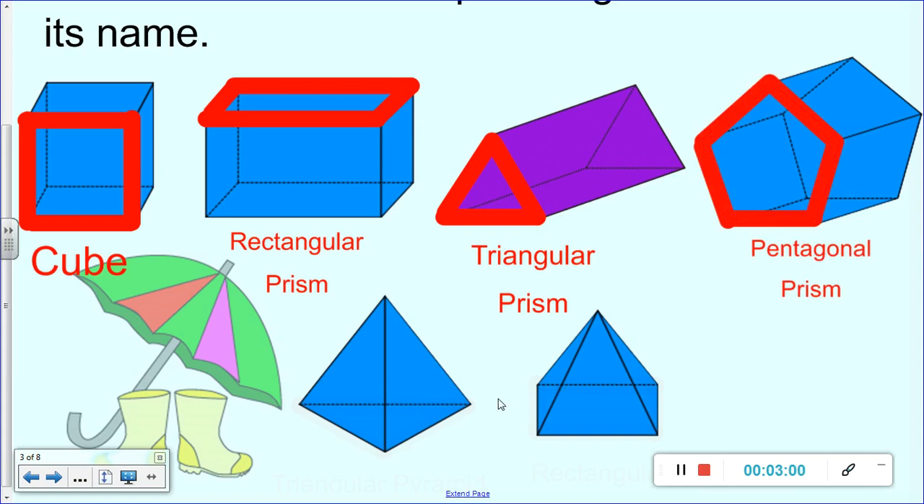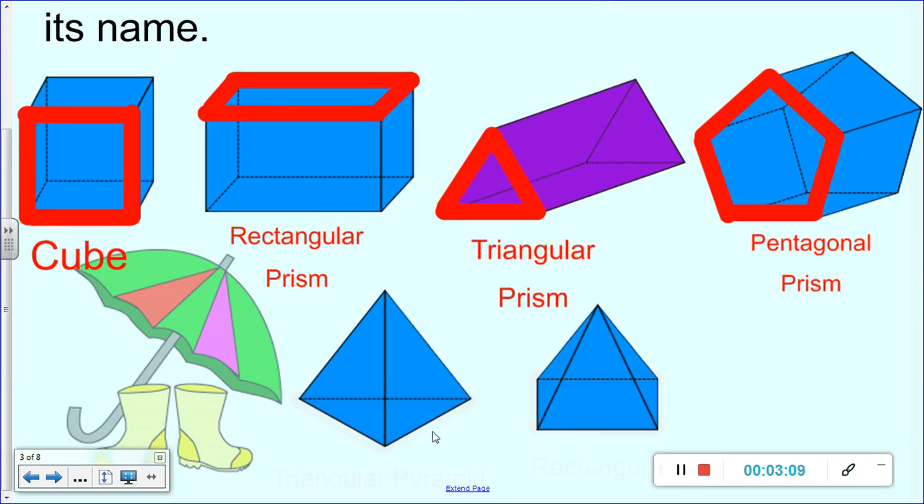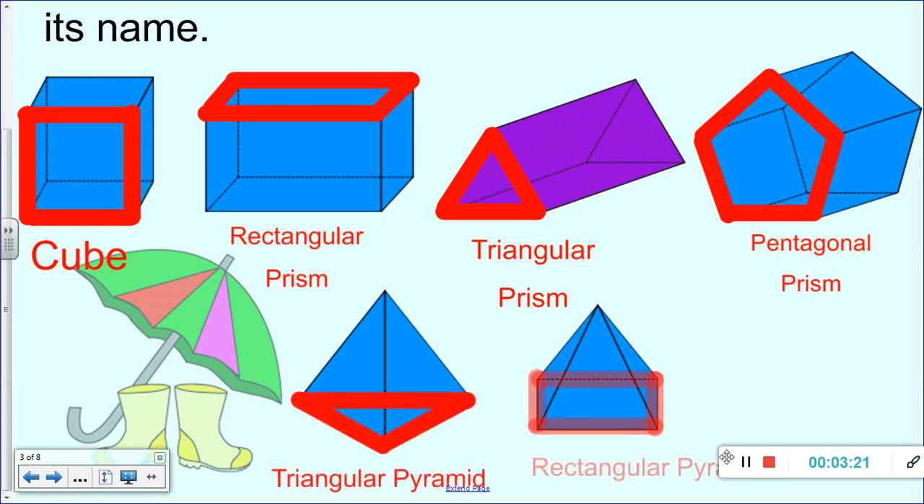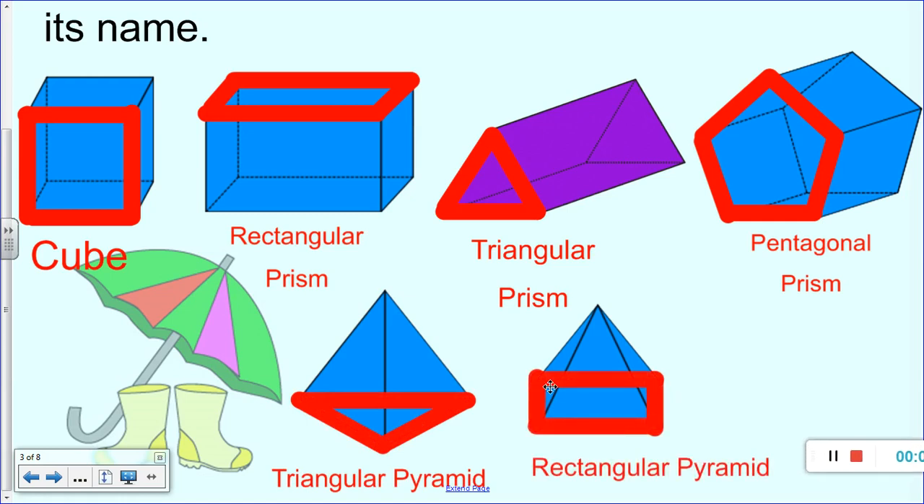This works for prisms as well, pyramids as well. We have two different pyramids down here. One is a triangular pyramid, one is a rectangular or square pyramid, depending on what you have. So for the triangular pyramid, the base face would then be the triangle. For the rectangular or square pyramid, the base face would then be that square or rectangle. With pyramids, it's normally the part of the shape that it sits on.